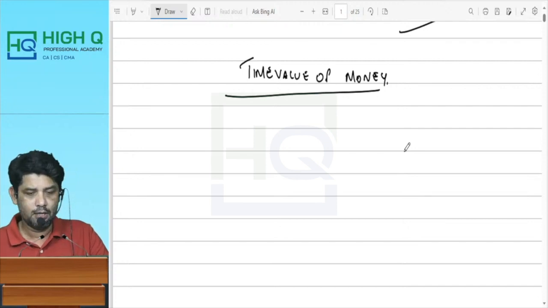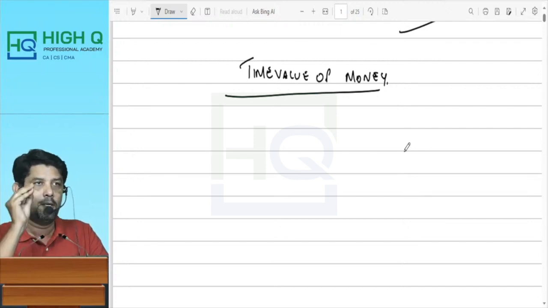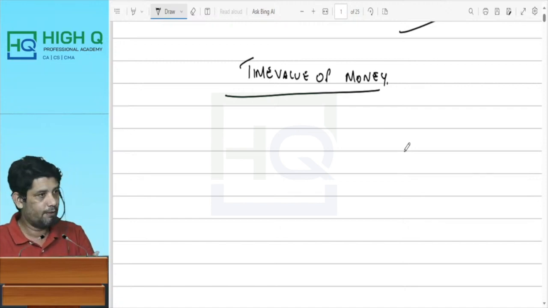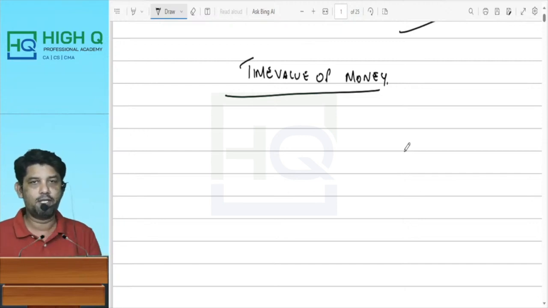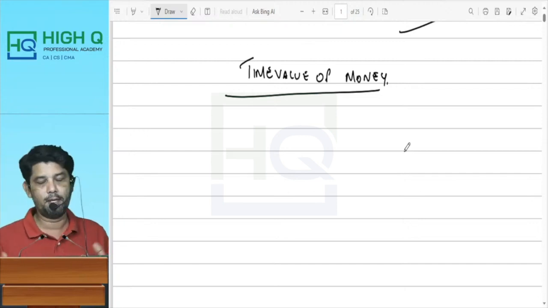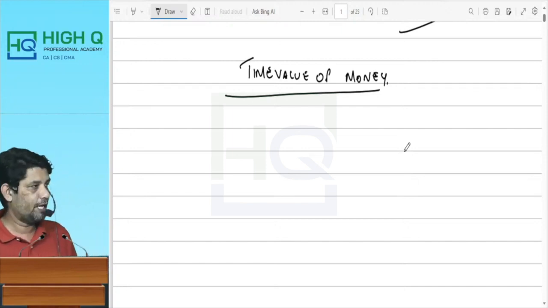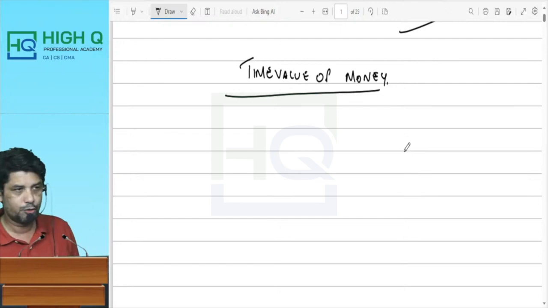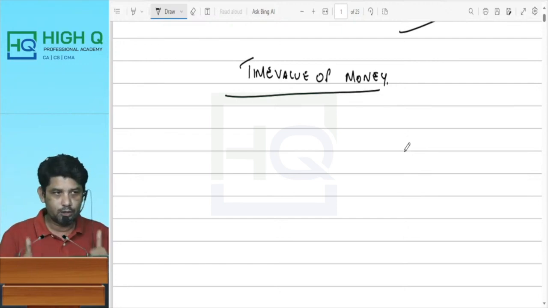I can tell you in CA Foundation level, this time value of money weightage is maximum 13 to 14 marks. Minimum 6-7 marks also. It depends. We don't know. But so far, out of 7-8 CA Foundation question papers, almost 4 to 5 question papers have got 13 marks of questions from time value of money. So you cannot ignore this topic.